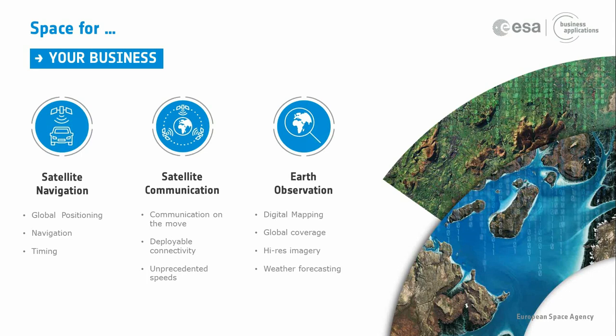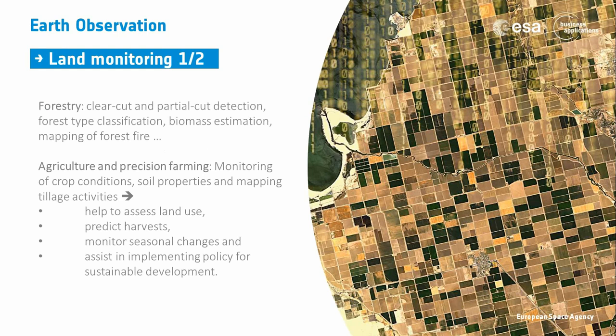So this point is really important. How can you benefit from space? I mentioned before there are different kinds of satellites that can improve your business, starting from satellite navigation, satellite communication, and Earth observation. Today we will focus mainly on Earth observation because of the topic of this webinar. You can easily imagine that what can come from Earth observation are basically digital mapping, global coverage, high-resolution imagery, or weather forecast. So let's go a little bit more in depth into what Earth observation can do and which information can be extracted from Earth observation data.